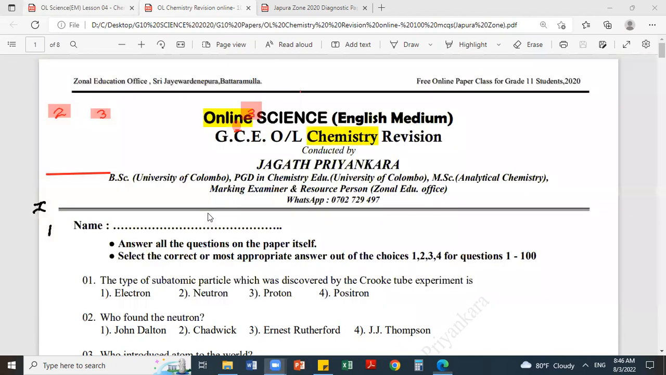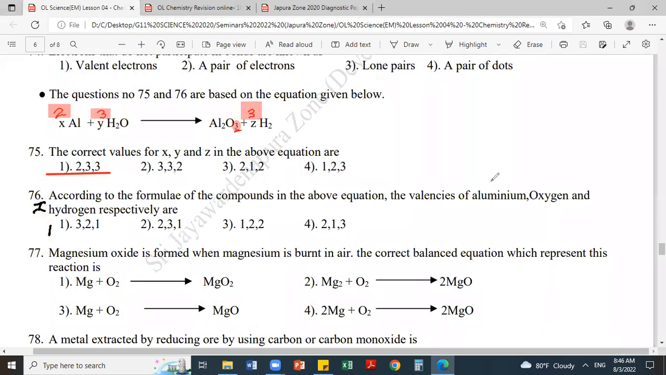Question number 76. So I told you, aluminum valency 3, oxygen valency 2, and hydrogen valency 1. Therefore, the answer will be yes. Any volunteers? Question number 76. Those who got the answer before me, right, very good. 3, 2, 1. The answer is the first one.